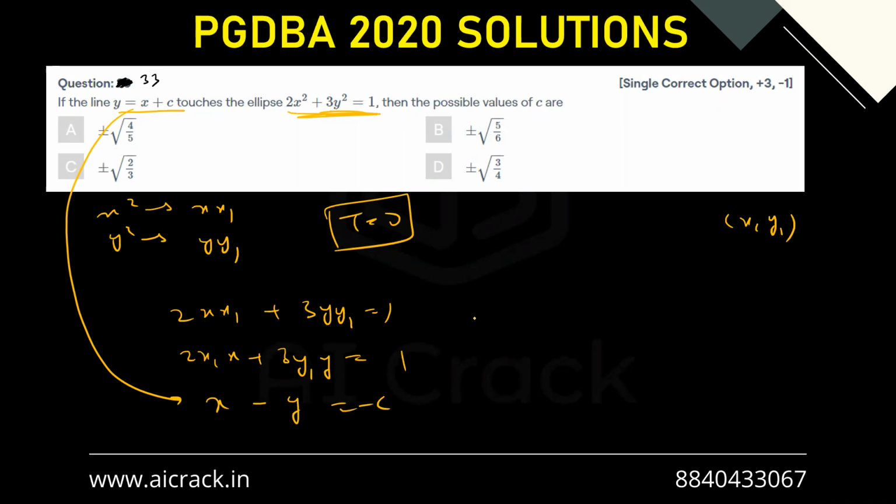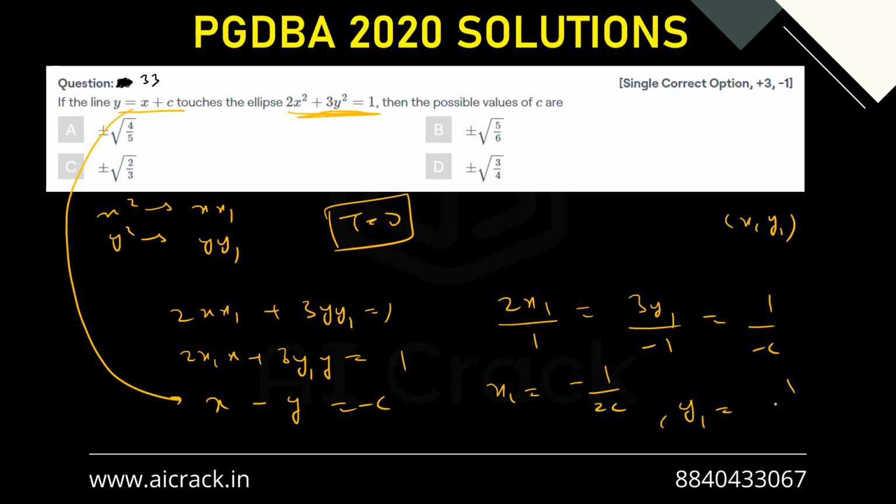So if I compare both these equations, I'll be getting 2x1 by 1 equals 3y1 by minus 1 equals 1 by minus c. Okay. Now we can find out the values of x1 and y1 in terms of c. So we'll be getting x1 equals minus 1 by 2c and y1 equals 1 by 3c.